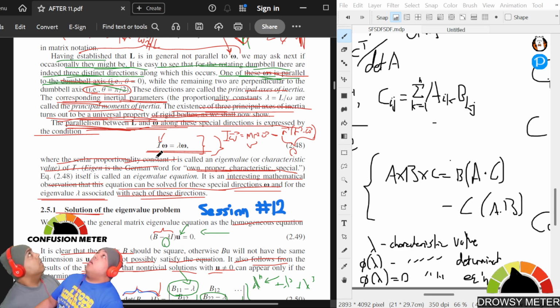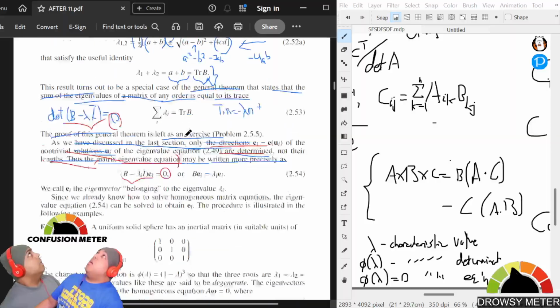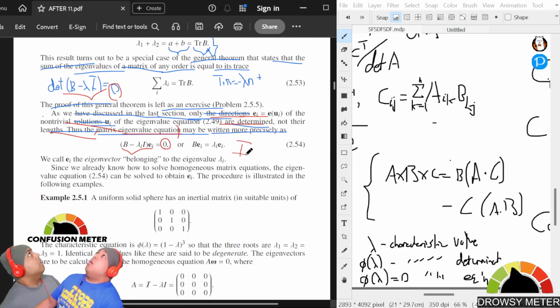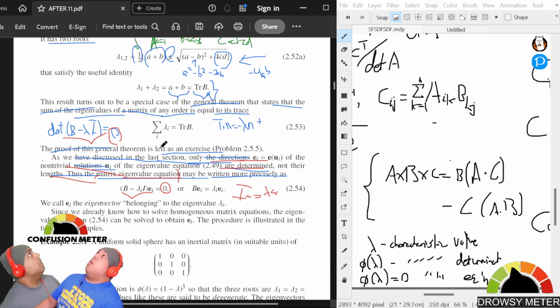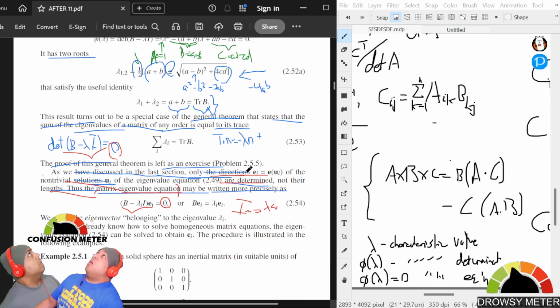To express where. Okay, this is the eigenvalue equation: B omega equals lambda omega. Yeah, B omega equals lambda omega. Yeah, maybe. B minus lambda I equals 0. Lambda I omega.